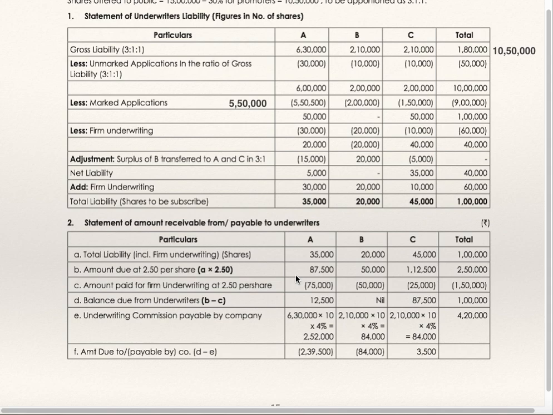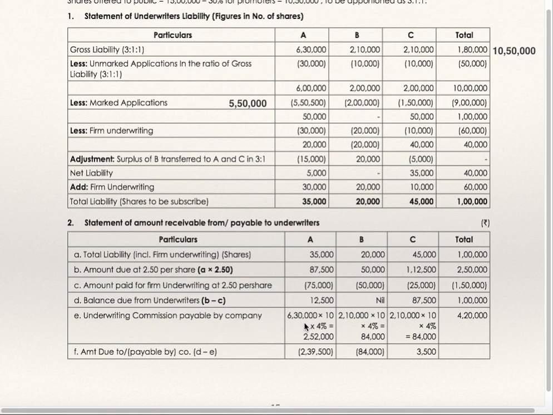But the underwriter would have already paid for firm underwriting at 2.50 per share. Firm underwriting is 30,000, 20,000, 10,000. 30,000 into 2.5, 20,000 into 2.5, 10,000 into 2.5. This they have already paid. So the net balance due is this minus this, 12,500, nil and 87,500.